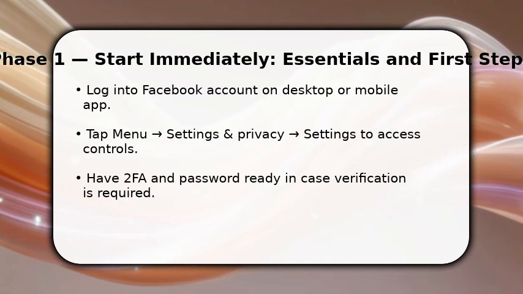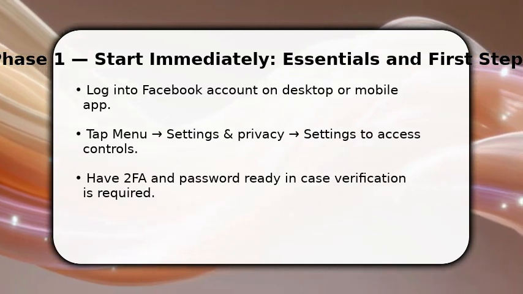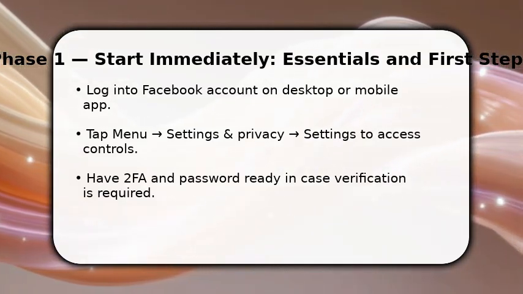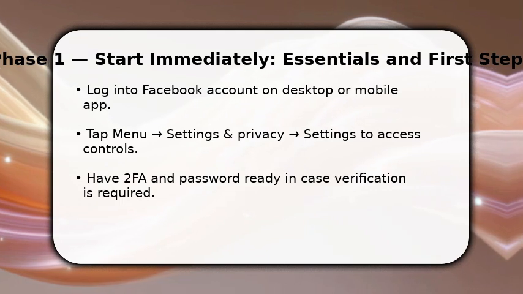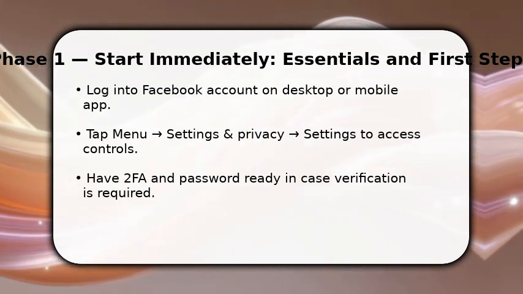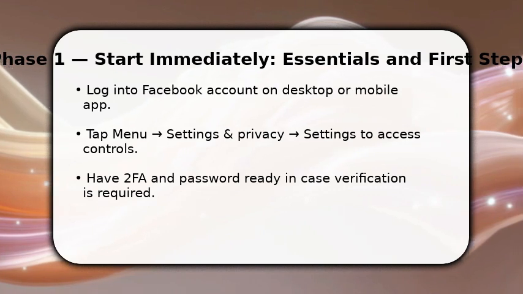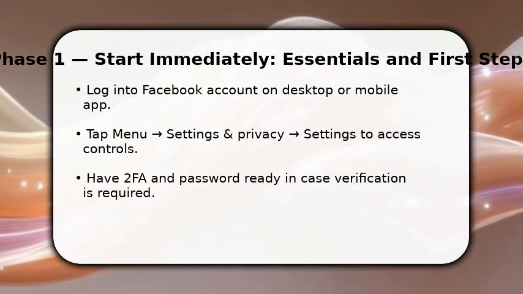You start by opening Facebook and going straight to Settings and Privacy, then Settings. This puts you in the place where contact info is controlled. Once there, make sure you are using the account that contains the phone number and email you want removed.